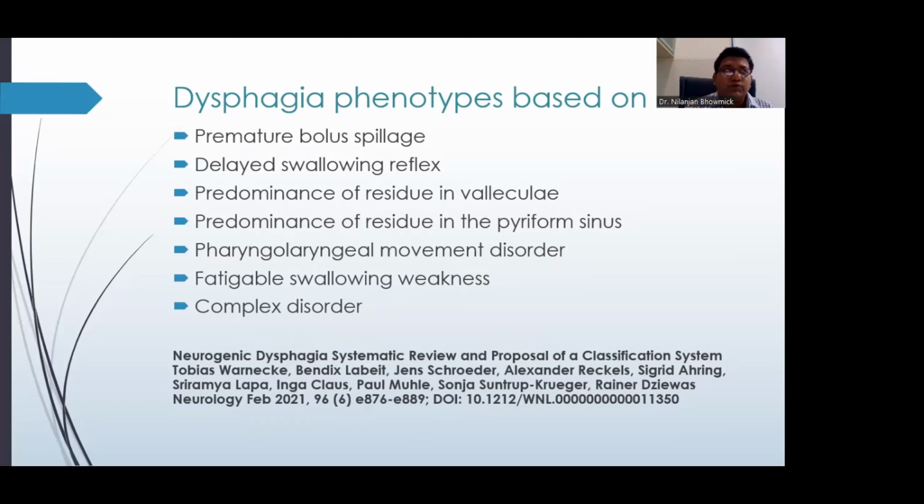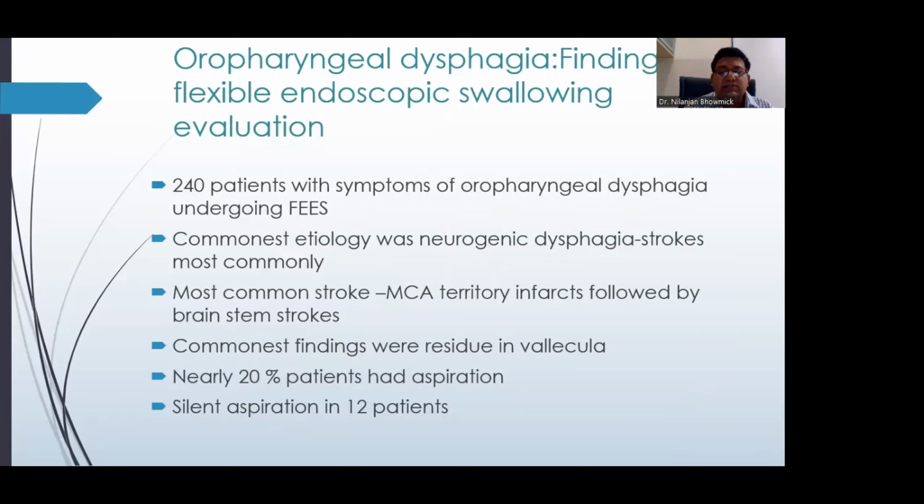That is somewhat akin to what our studies have shown us, wherein of all the patients of oropharyngeal dysphagia undergoing FEES over the last 1 year, we've seen that strokes obviously are the most common cause, and that too MCA territory strokes followed by brainstem strokes. Commonest findings we found were residues in the vallecula, and nearly 50 patients, or 20% of our patients, had aspiration, and among them around 12 patients had silent aspiration.